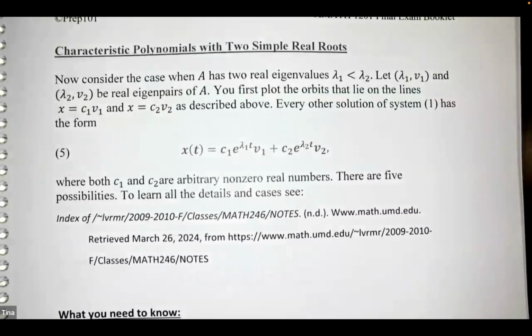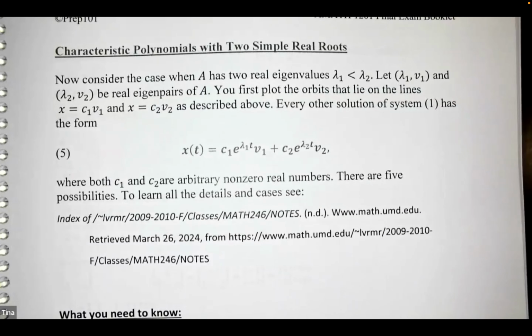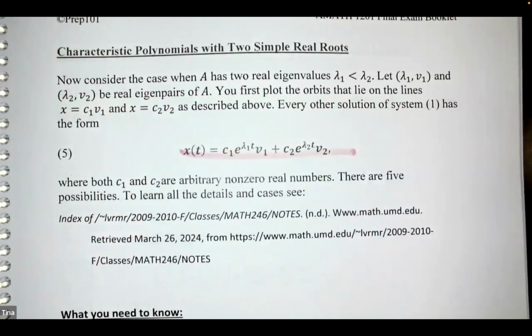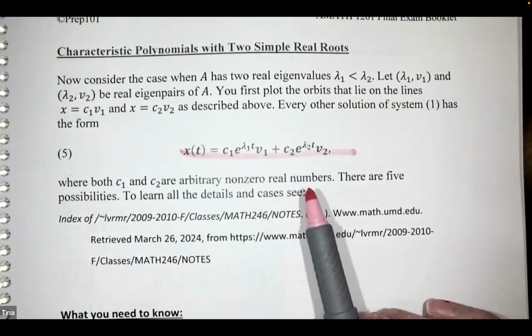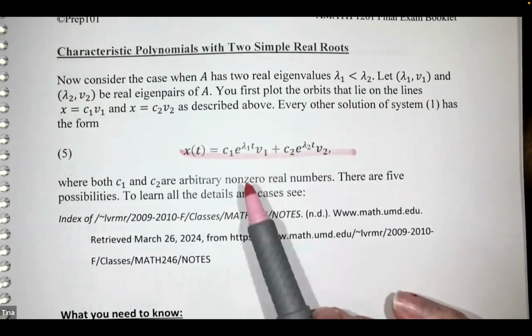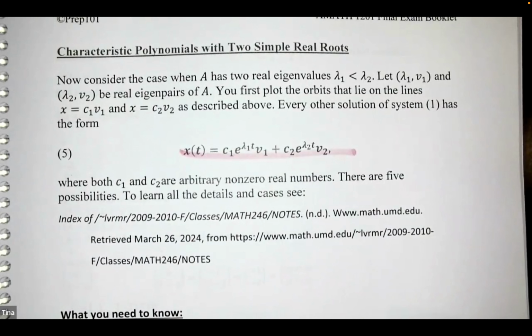So in our solution, take a look at how your solution differs from the one that we had before. In this solution, see the e's? Whereas when we did recursion, there were no e's. So now it's e to the lambda 1 t, e to the lambda 2 t. That's the difference here.